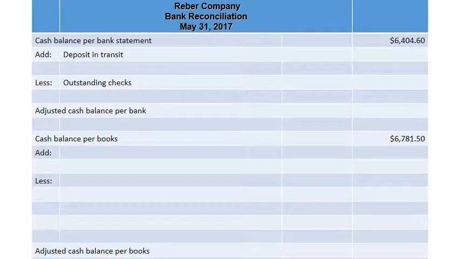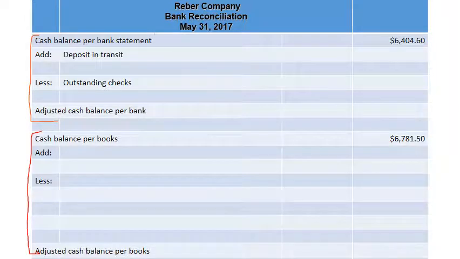So here's our bank reconciliation. This is the basic format. You're going to have a section for the bank, and the section for the bank is here. Then you're going to have a section for the books, and the section for the books is here. The section for the books will have journal entries or adjusting entries for it. There's no adjusting entries for the bank section.